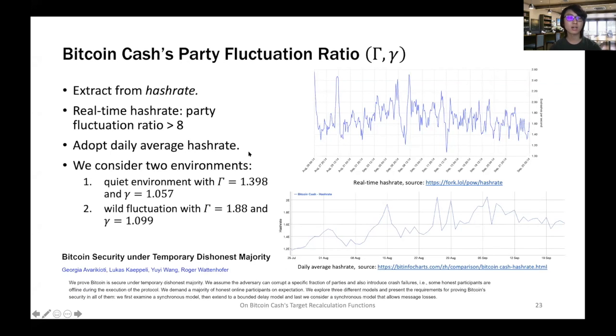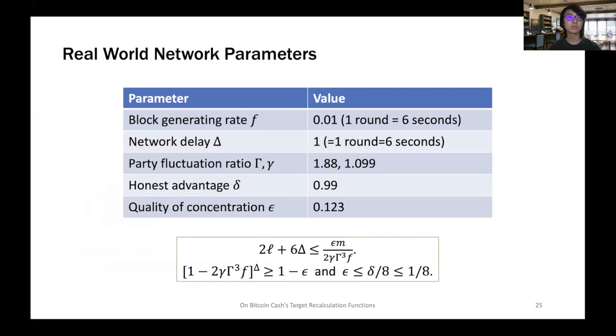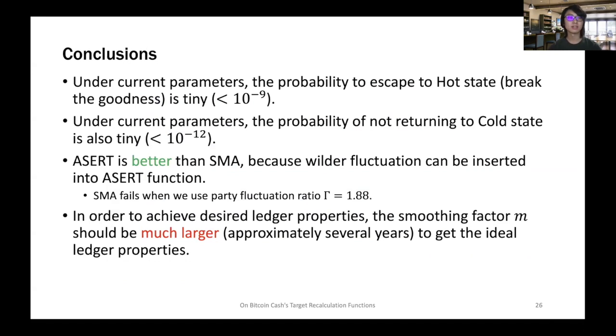And then we will consider two types of environments. First is the quiet environment, which means that the fluctuation is not wide. And the second one is the environment with a wide party fluctuation rate. The next parameter is the network delay, and we extract it from the block propagation time. Actually, as the network develops, it is now not a big issue in the blockchain protocol. So after we extract all the real-world network parameters, we will parameterize our analysis with them and check if they satisfy these conditions. So here, these are our conclusions.